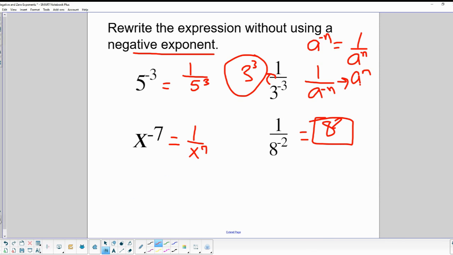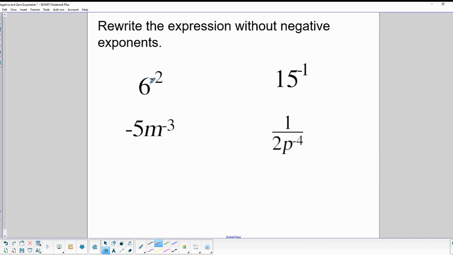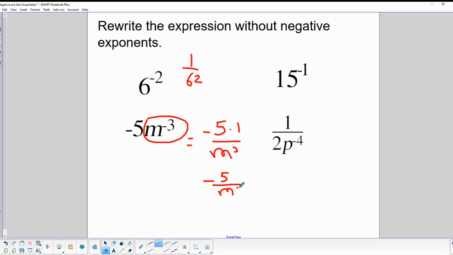So let's keep practicing. So this one would be 1 over 6 to the second. On this one, the only one we're going to change is this one, the m to the minus 3. So we're going to move it to the bottom. So we'll be left with negative 5 times 1 over m to the positive 3 power. And negative 5 times 1 is just negative 5. So you have negative 5 over m to the third power.